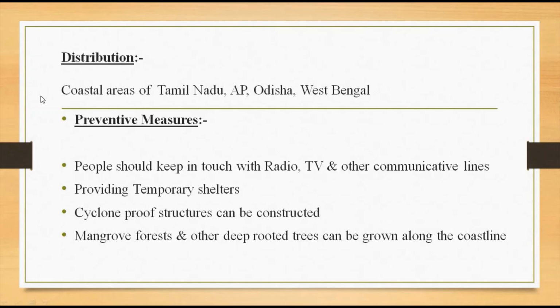And where it is distributed, especially in the coastal areas of Tamil Nadu, Andhra Pradesh, Odisha and West Bengal. And especially here you can see tropical cyclones develop in the Bay of Bengal. Every year you can see that. The eastern coastal region is more prone to cyclones. So here you can see the areas Tamil Nadu, Andhra Pradesh, Odisha, West Bengal, all these are in the eastern coastal region. Only a few cyclones develop in the Arabian Sea.